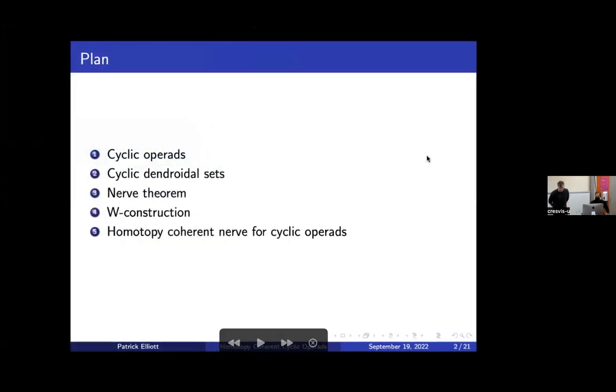Right, so I'll tell you about cyclic operads first, give you an overview, and then, like anyone who knows higher category theory, I'm going to need some graphical category, similar to simplicial sets. So I'll be talking about cyclic dendroidal sets, and there'll be a nerve theorem in there, just for good measure. Then we're going to get a bit homotopical.